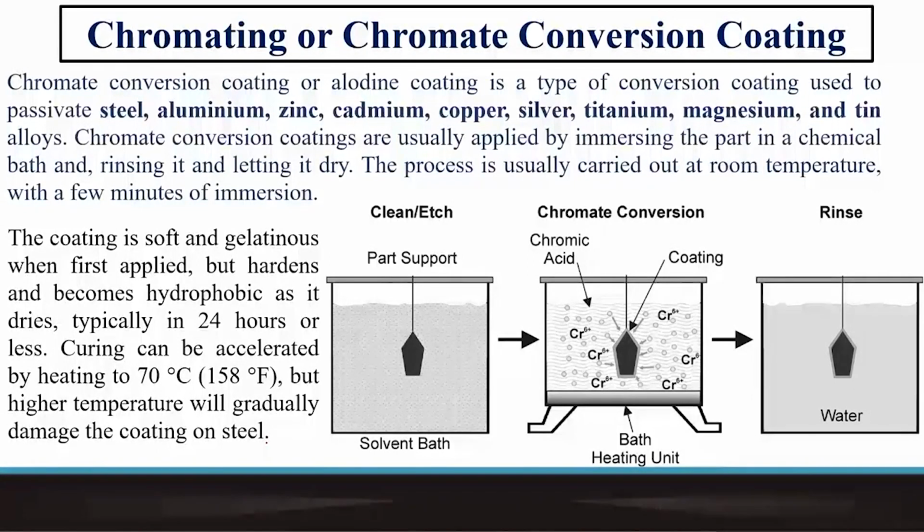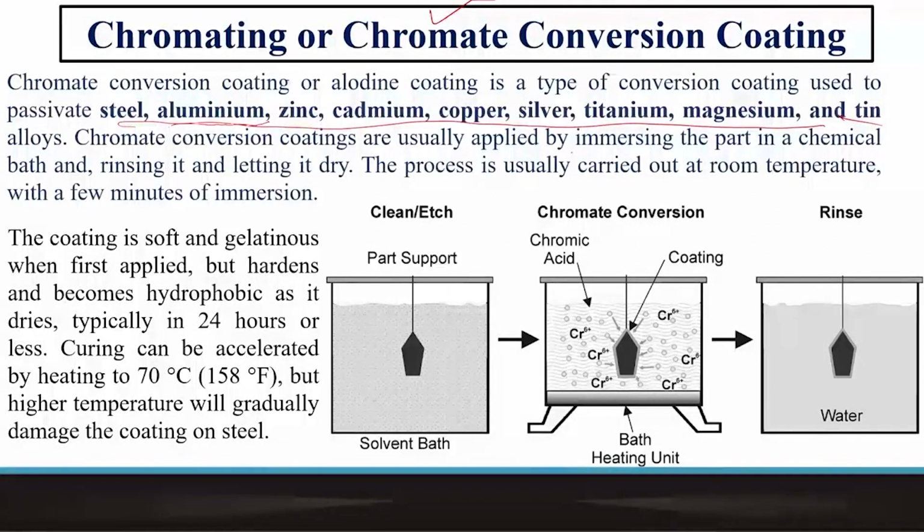So instead of phosphating, we can think of another conversion coating, which is chromate based. The active anion which reacts in the bath is now the chromate ion. This is very useful to passivate substrates, components made out of steel, aluminum, zinc, cadmium, copper, silver, titanium, and a host of various other metals.